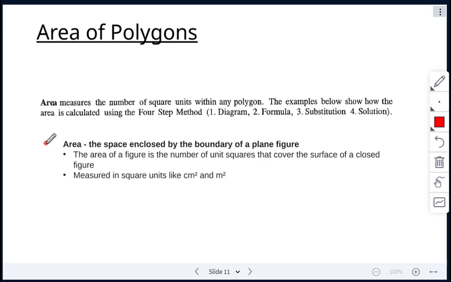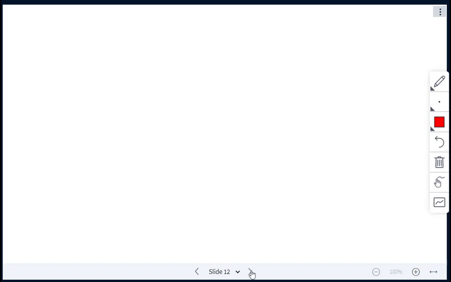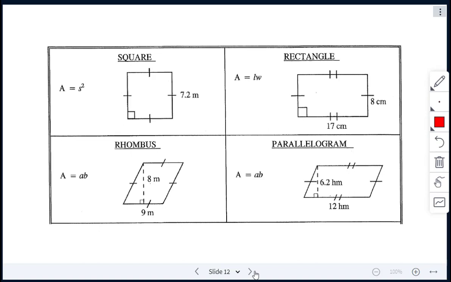Okay, so area is the space enclosed by the boundary of a plane figure. It's the number of unit squares that cover the surface of a closed figure, and it's measured in square units. For example, if it was centimeters, it would be centimeters squared, meters squared, and so on. So let's look at our first examples here.